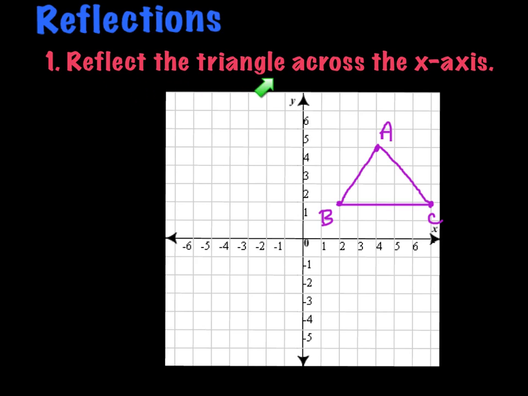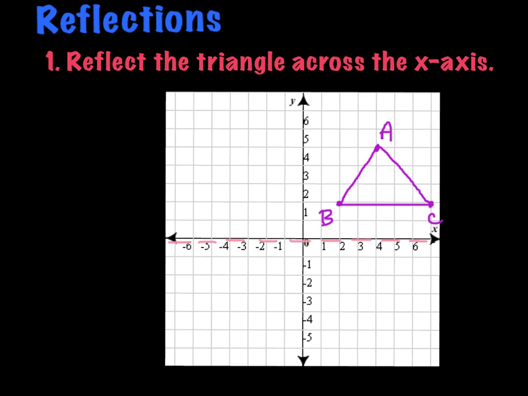We have to reflect the triangle across the x-axis. So what you want to do is find your reflection line and highlight it. Do something so that you see that it's your reflection line. So we're reflecting across the x-axis. Make sure that you go over it, maybe with another color or something like that. And then we're going to go ahead and reflect it.